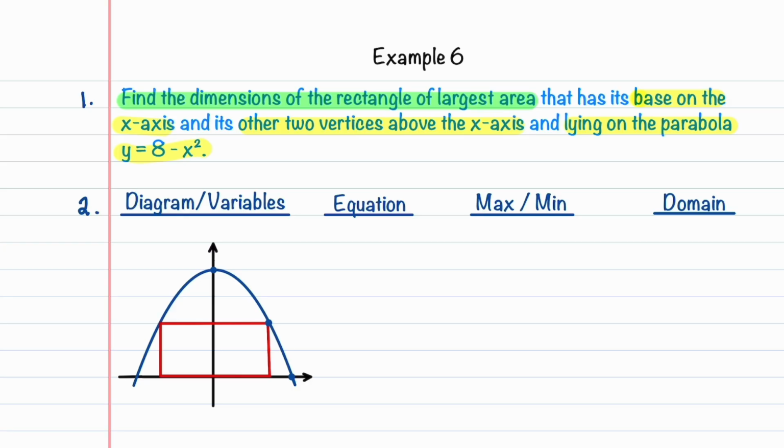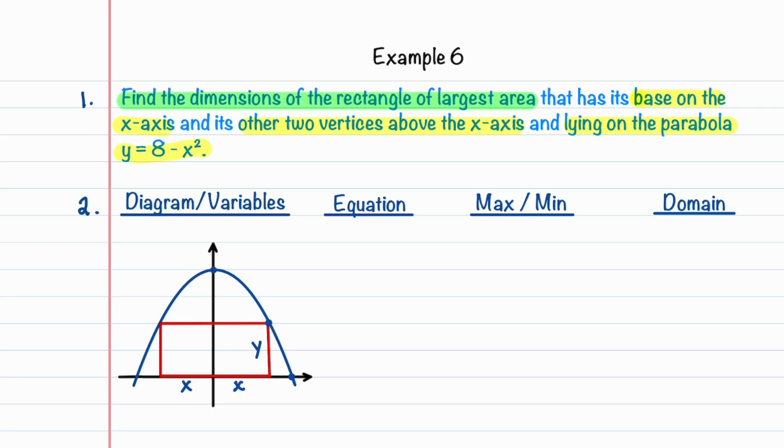What we want to do now is to put variables on our picture, and our variables need to relate to what we want to find. We want to find the dimensions of the rectangle with the largest area. The rectangle is written here in red, so that's what we want to put our variables on. I'm going to label this piece as x, and this piece as y, and then this piece as x again. Notice that we didn't label the entire base x, we broke it up into 2 pieces.